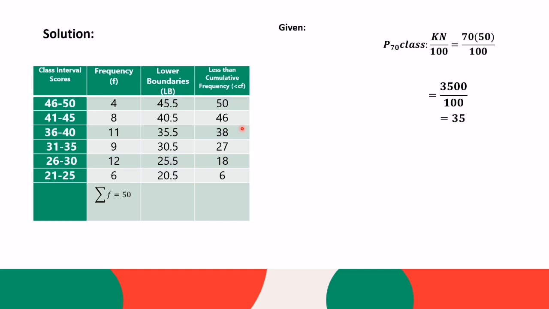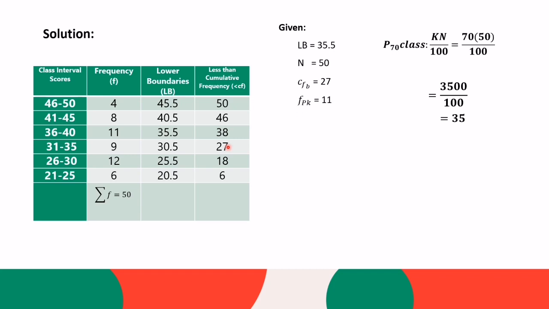Now, let's determine our lower boundary. Our lower boundary is equal to 35.5 because it belongs in the fourth row. Next, our N is equal to 50 because our total frequency is 50. And then our CF sub B is equal to 27. Why? Because we are looking for the cumulative frequency before, which is the B. Since our 35 belongs in the fourth row, we will get the cumulative frequency before the 38. So this is 27.